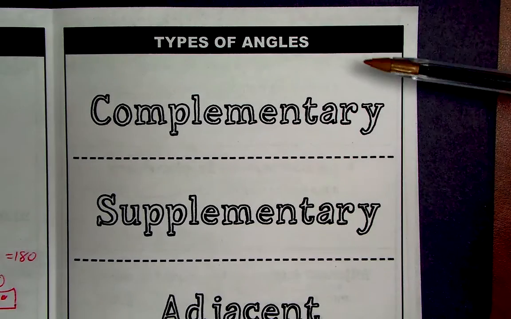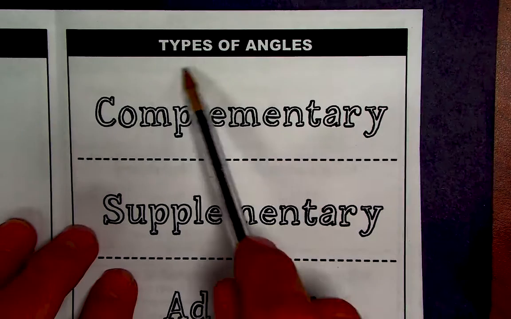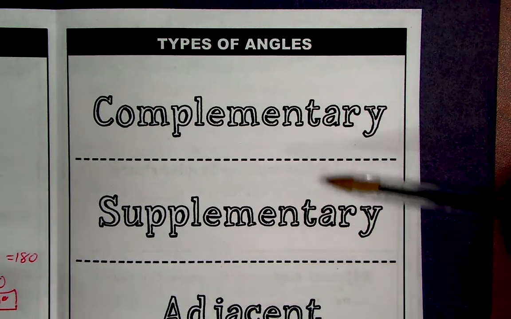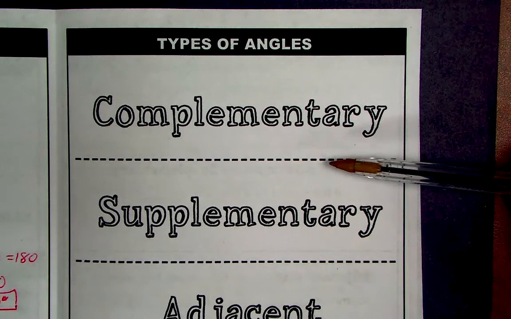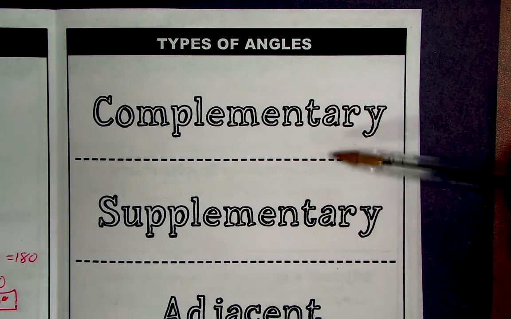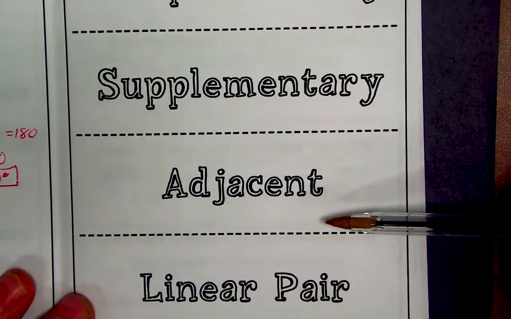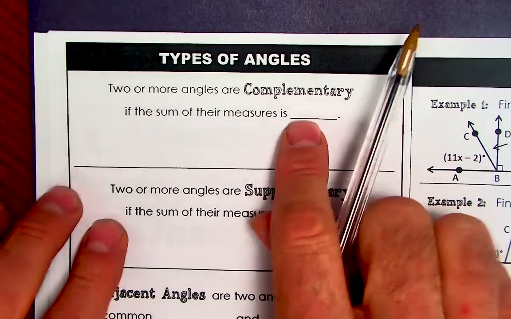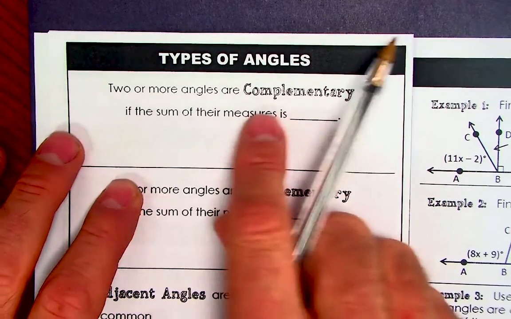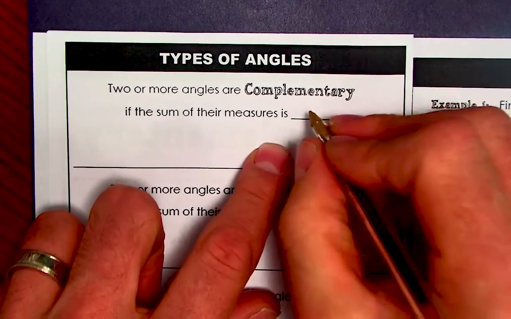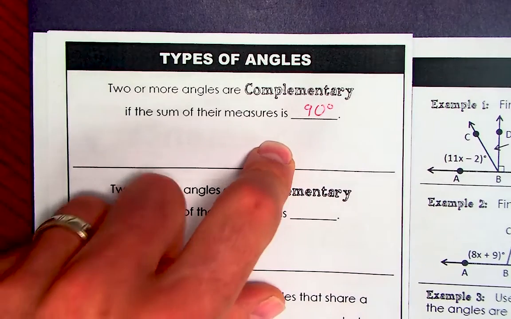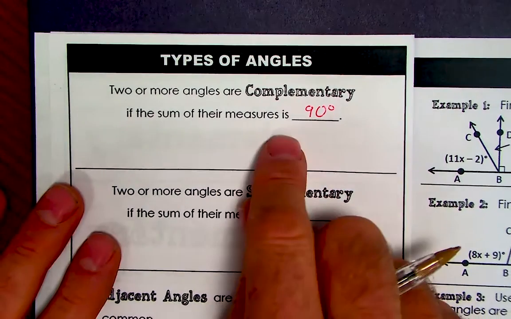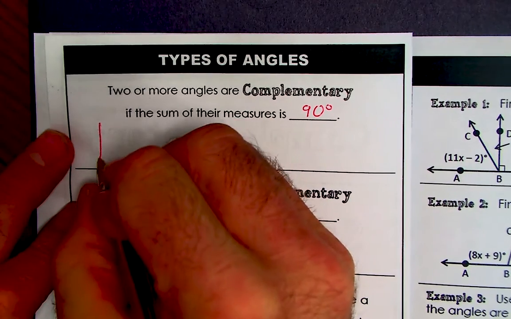Next, we're just going to talk about different types of angles. Really, I should have called this angle pairs or types of angle pairs, because each one of these, complementary for example, defines a pair of angles, and so does supplementary. So we have complementary, supplementary, adjacent, a linear pair, and vertical. In this first case, we have complementary. Two or more angles are complementary if the sum of their measures is 90 degrees. Complements mean that together they make a whole. In this case, our whole is a 90-degree angle.